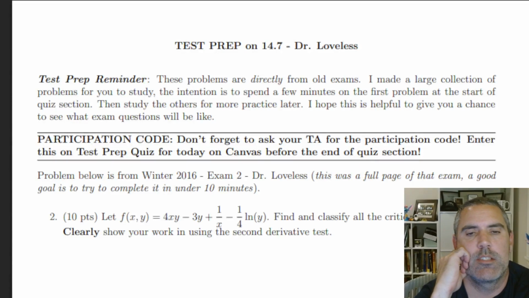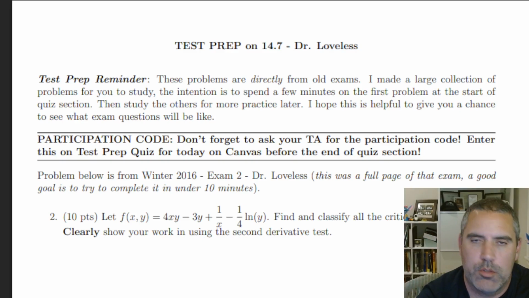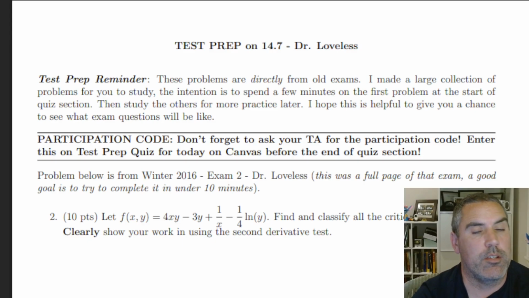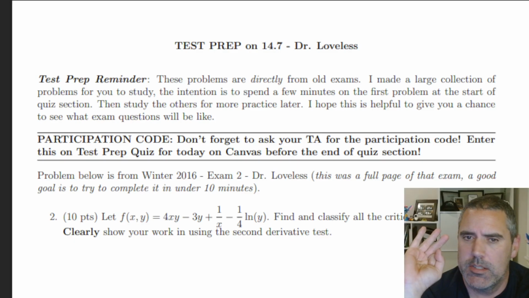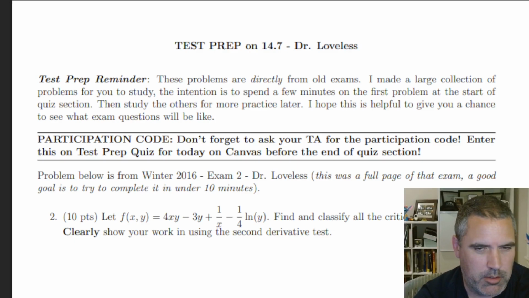Hello, Math 126 fans. I want to say a few things about Section 14.7 because a lot of things come together here. And in my mind, there's three main types of questions. And so I just wanted to highlight what they are.